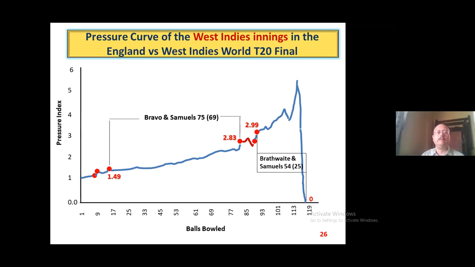So again, going back to our first example, West Indies batting second, chasing successfully. We look at this partnership between Bravo and Samuels, which scored 75 runs in 69 balls. The pressure situation at the beginning of the partnership was 1.49 and it finished with 2.83.